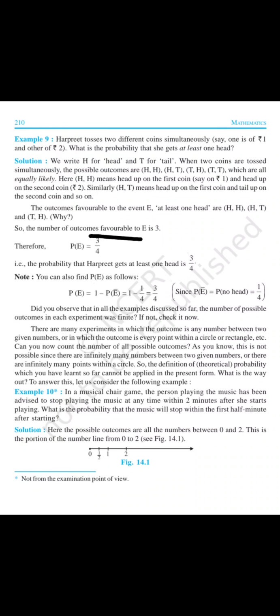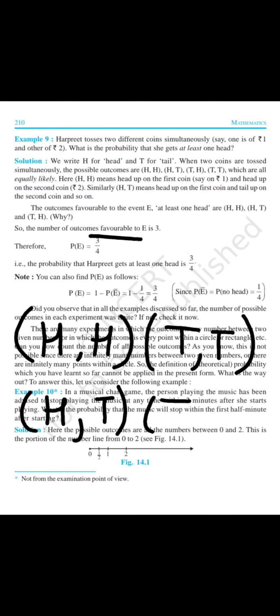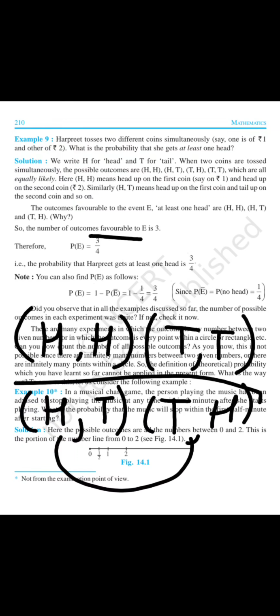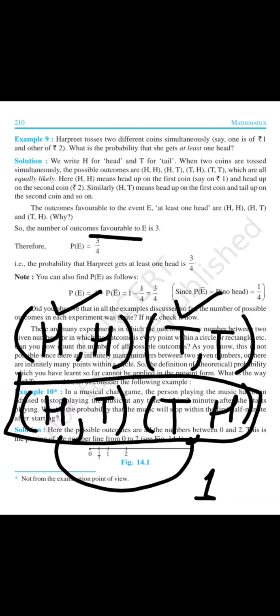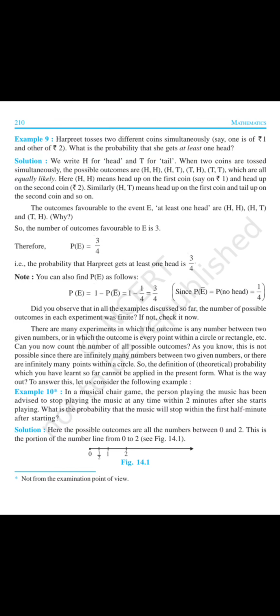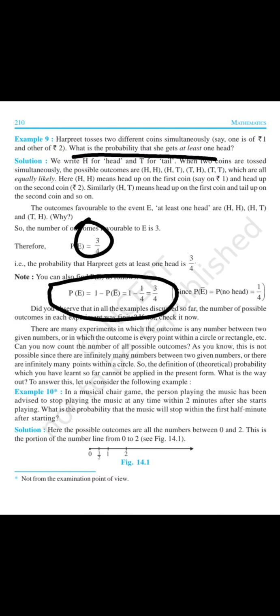So the number of favorable outcomes to E is 3. Why are we taking 3? See, head-head, tail-tail, head-tail, or tail-head. Both are similar terms, so we are considering them as 1. Then 1, 2, and 3. So there are 3 possible outcomes when we toss 2 different coins, out of a total of 4, so 3 by 4. What is the probability that she gets at least one head? For this, you can use this: 1 minus 1 upon 4, the number of tails being 1 upon 4 out of 4 conditions.